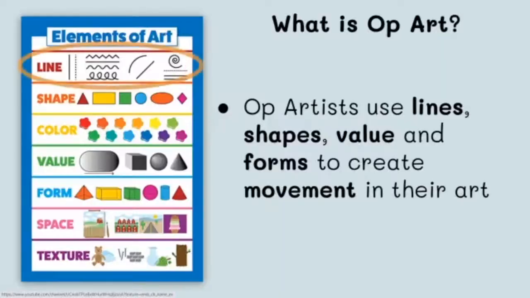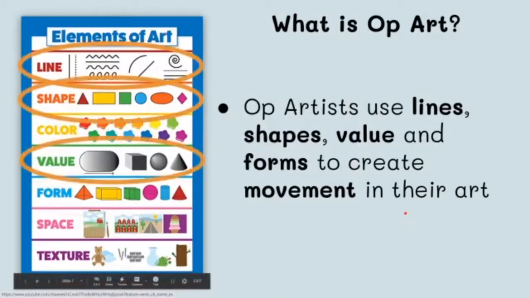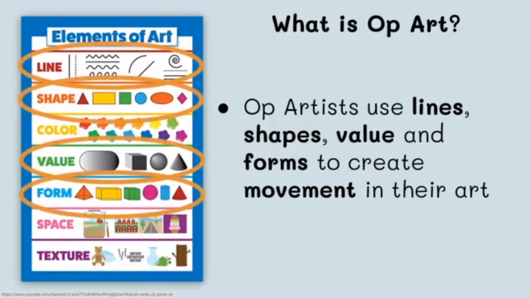Alrighty, so how do artists create these optical illusions? Just using paper and pencil. Some of them literally just use paper and pencil. Well, my friends, they use the elements of art, okay? The elements of art are the base of every single artwork, okay? You cannot have an artwork without at least one element of art, okay? So, op artists use lines, shapes, even color sometimes, value, and forms to create movement in their artwork, okay?